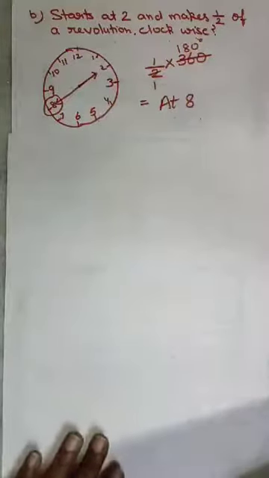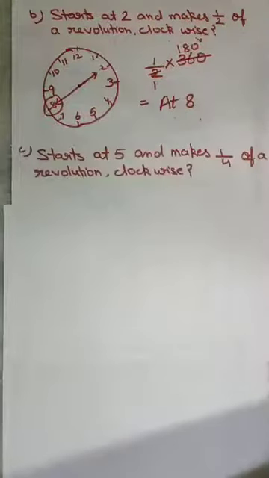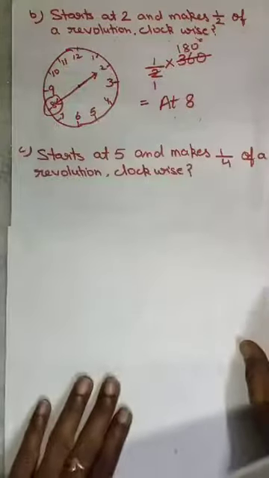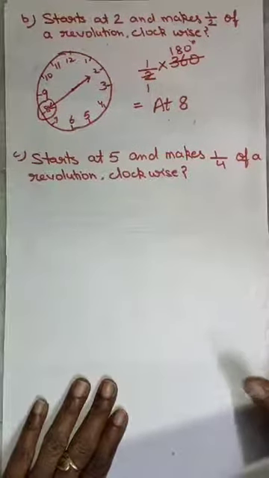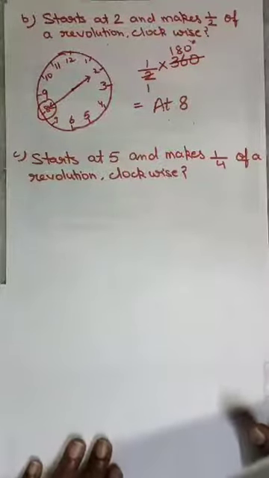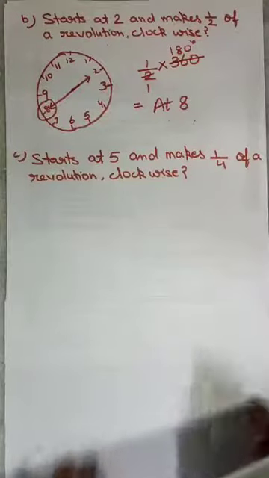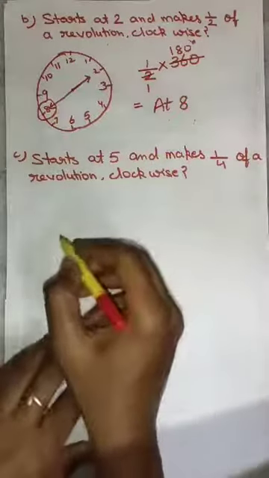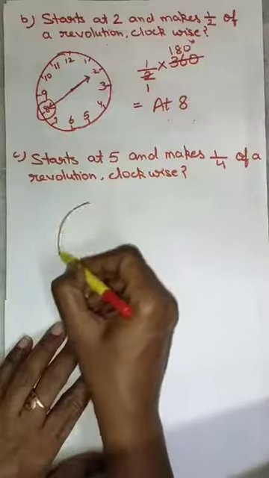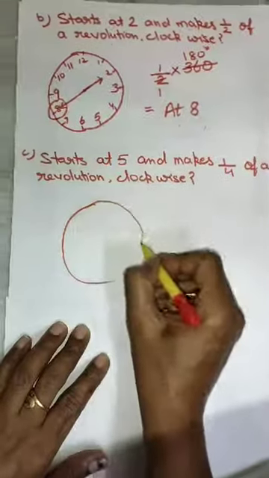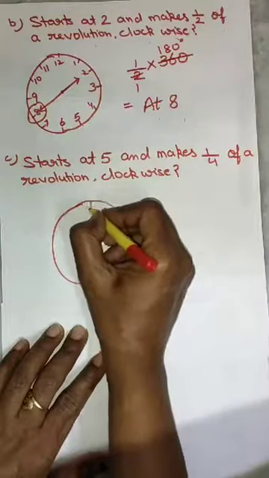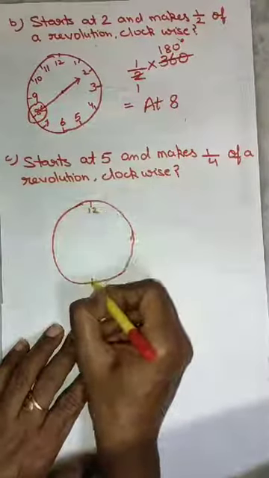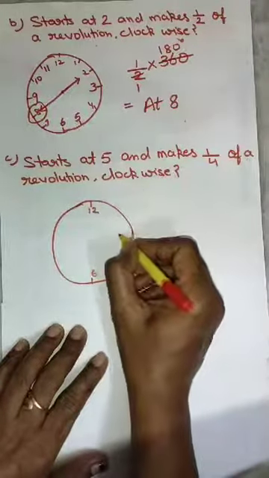Now see its C part. C part is, if it starts at 5 and makes 1/4 of a revolution clockwise. Now in this part it is 1/4 of a revolution. In every part we have to make a clock for better understanding.